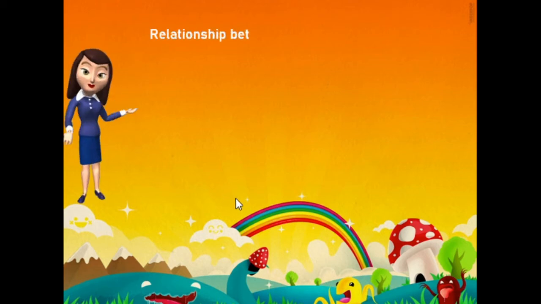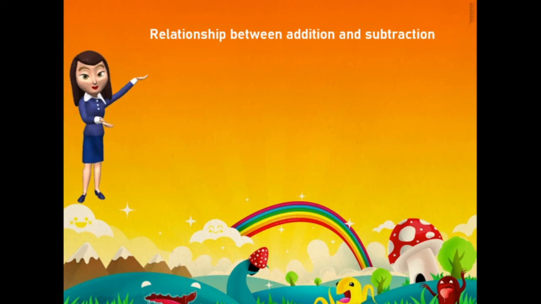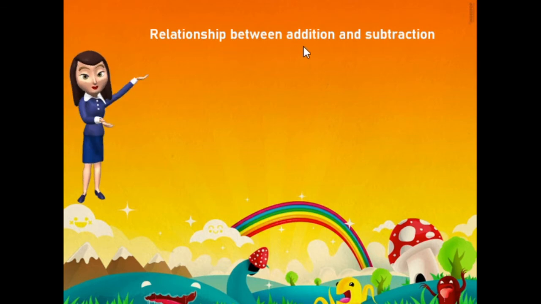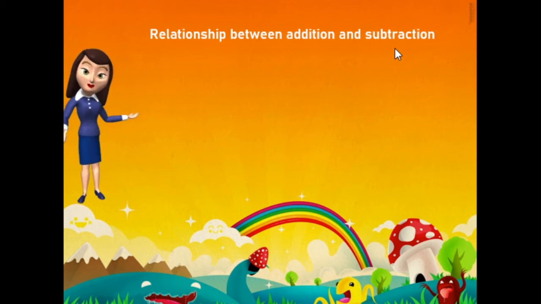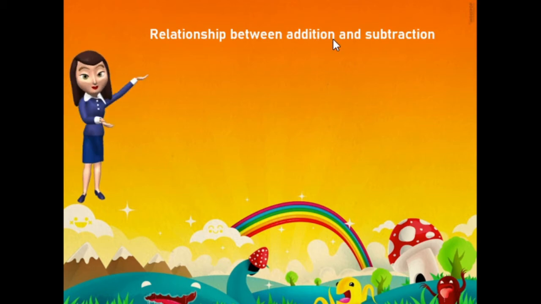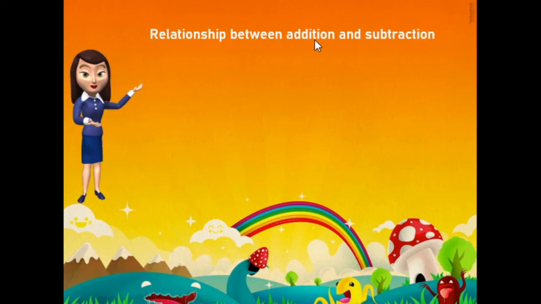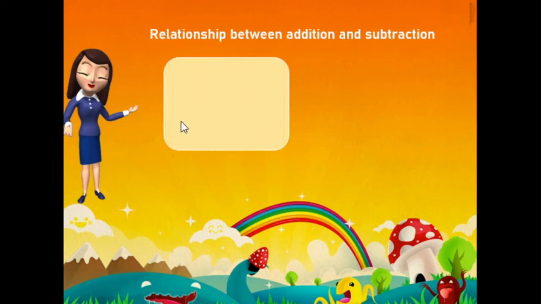Now, as I have said, there is a relationship between addition and subtraction. It's like in a family: mother and father, brother and sister, brother and uncle, they have a relationship. How is it possible? Look at this.